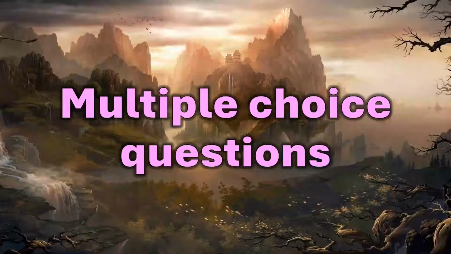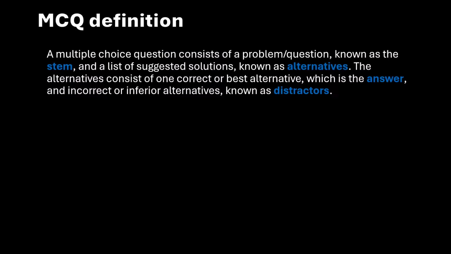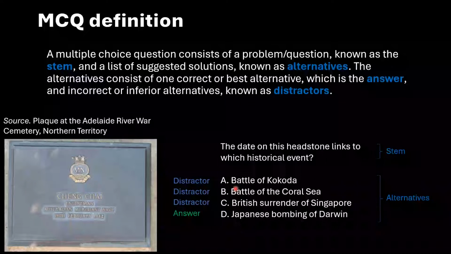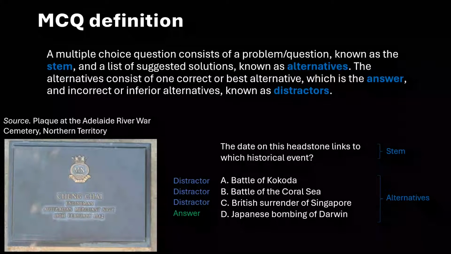MCQ. Here's a little definition for you. I'm not going to talk at the same time as this text is on screen, because that would go against the principles of dual coding. Basically, the question in the official terminology is called the stem, and then you've got your answer, and the other three that are incorrect are called the distractors. And all four of them are called alternatives.